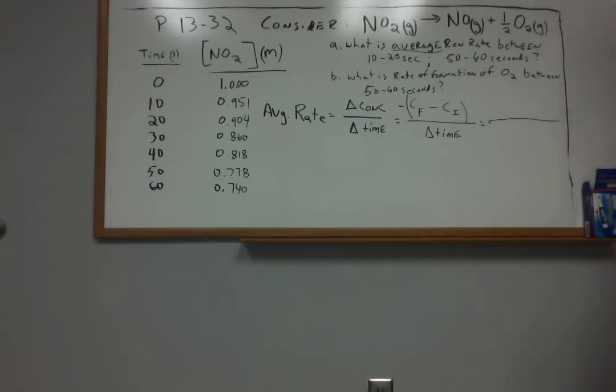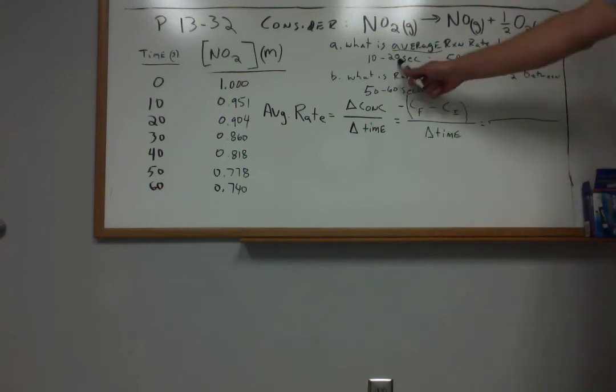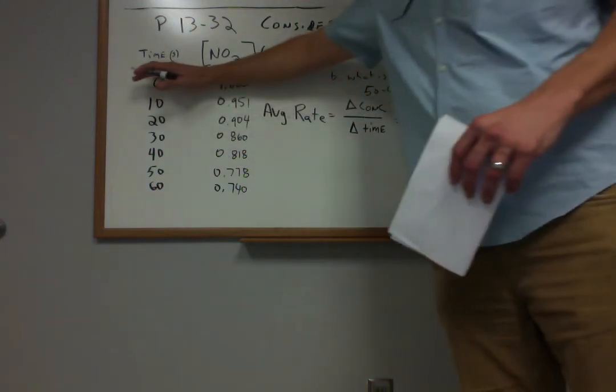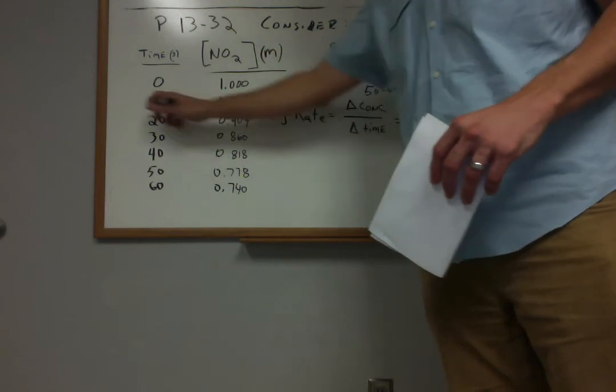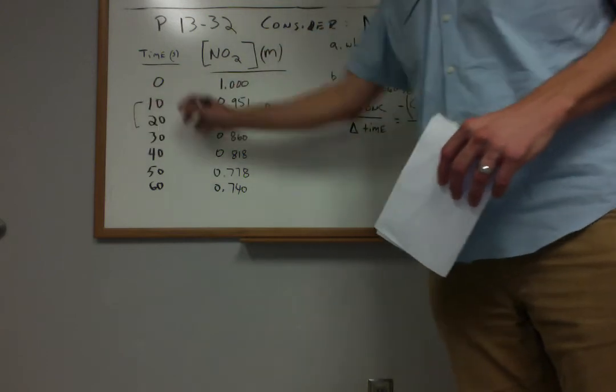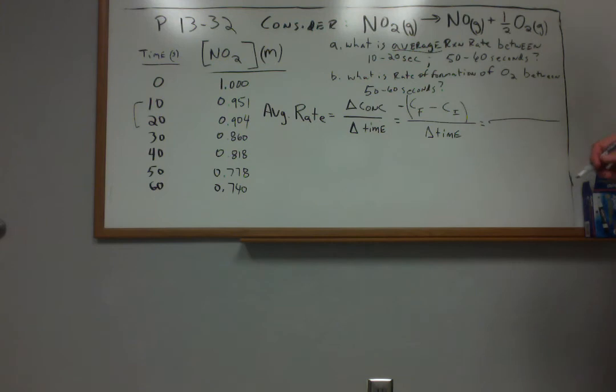So let's take a look more quantitatively at predicting the reaction rate for this specific reaction over the time interval specified. It looks like the problem wants us to specify a 10 to 20 second time interval, so not the initial time period, but the rate over this interval, okay? And it looks to me like our final concentration of the NO2, which is what we're going to use to track this change, was 0.904 moles per liter. The initial concentration was 0.951.